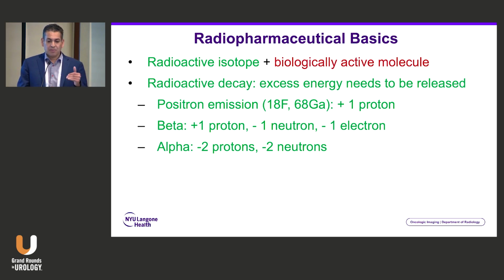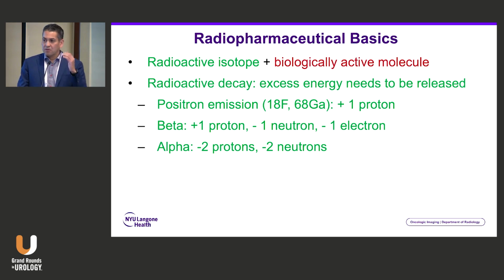The alpha particle results in the decrease of two protons and two neutrons. That illustrates the fact that they have different mechanisms of action, and we will touch upon that shortly. But it also touches upon the fact that there are different energy levels, and everything that we're thinking about in the diagnostic spectrum of theranostics is always going to correspond to the lower energy levels.